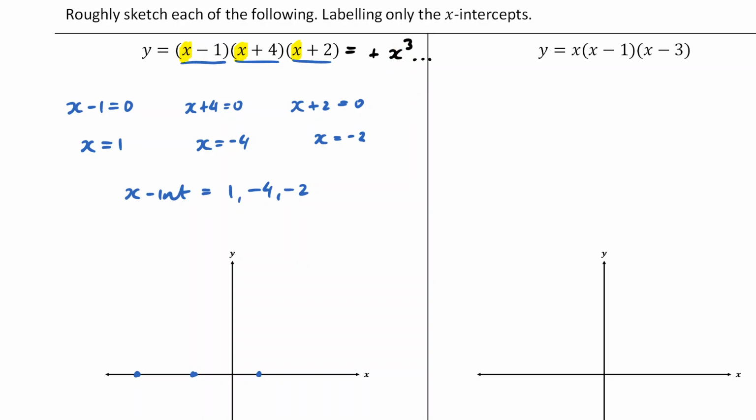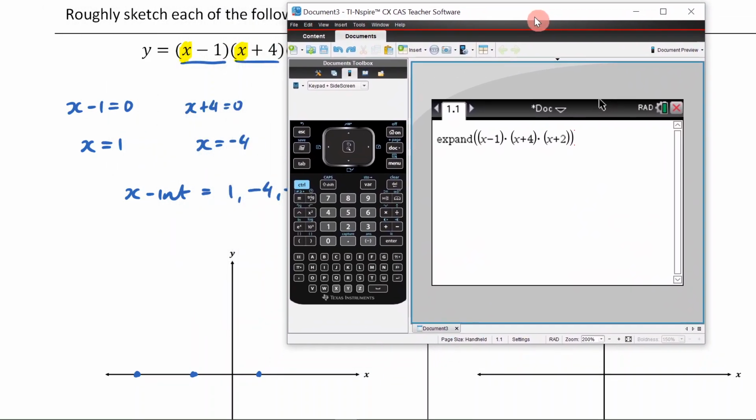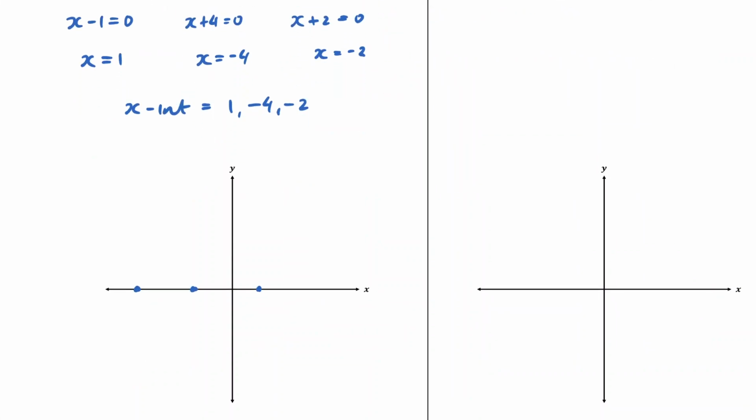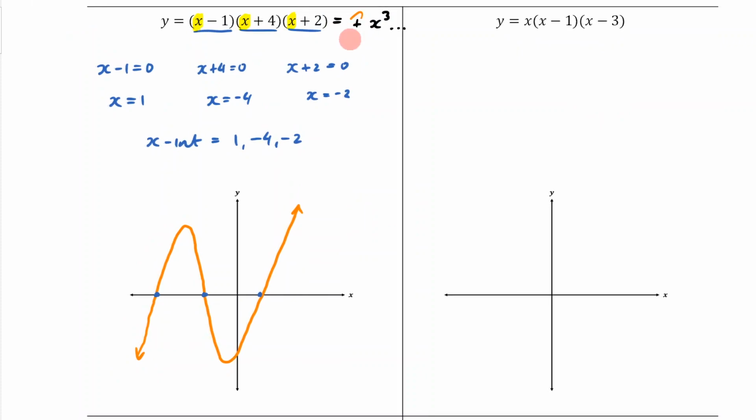So just to reiterate that point, if I was to come to my CAS here, and I've simply put in what I have here, and I'm going to expand it, you can see I end up with a positive x cubed here. And what that tells me, when I have a positive x cubed, is that when I come to draw this now, what it's going to look like is this. I go up, then down, then up. That's what I'm going to do. So when I have, let me repeat this, a positive in front of my x cubed, I go up, then down, then up, not the other way.